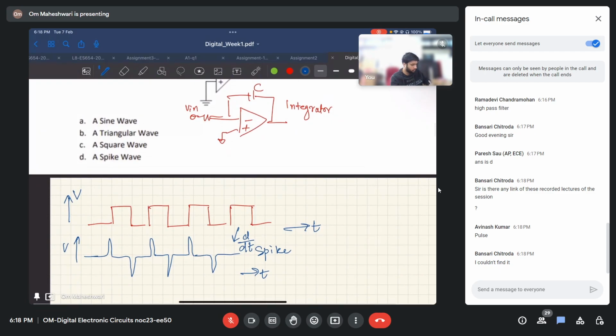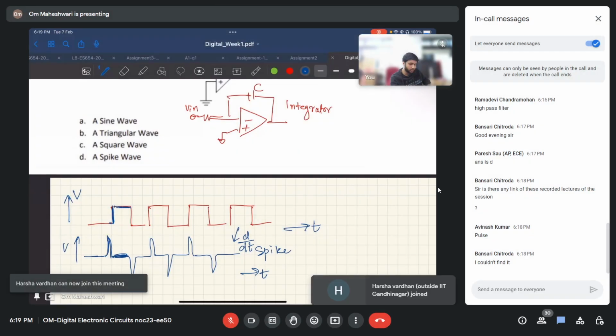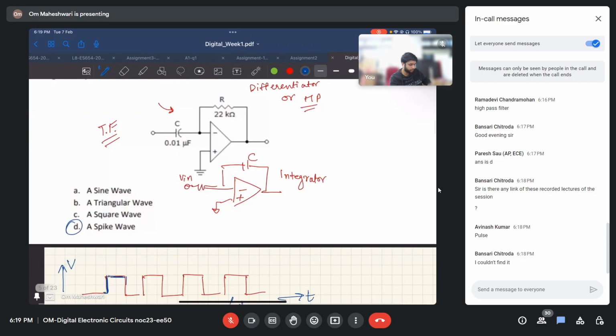Why have I done this? There is a very high slope change, that is why we are getting a spike here. And here the slope is constant, that is why we are getting zero signal. d by dt is just the slope of every part of this signal. That is why we are getting a spike or an impulse signal. So the answer is D.